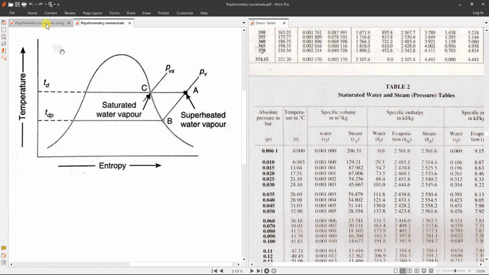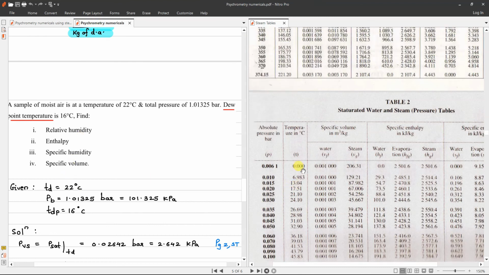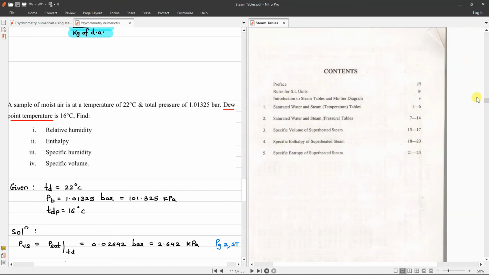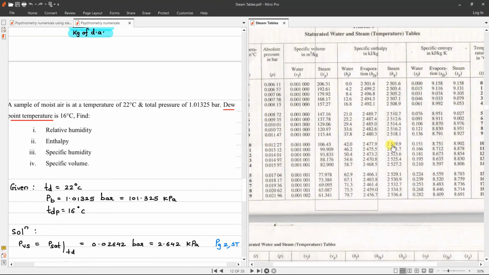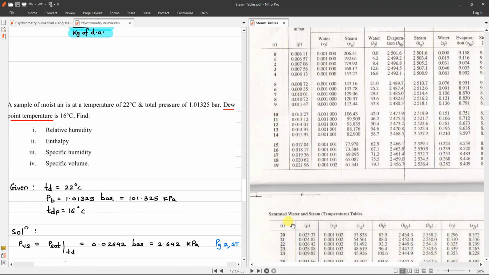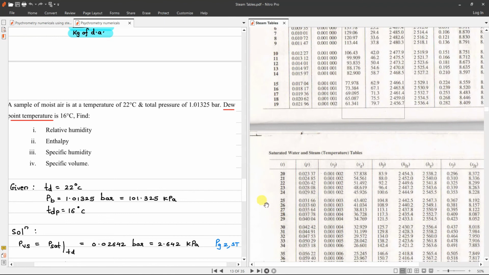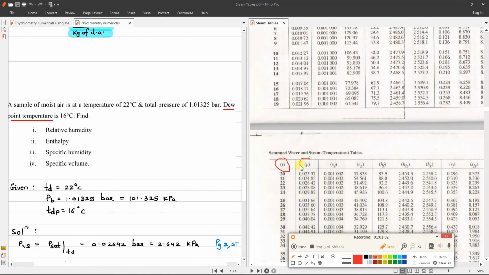So PVS, see the diagram. PVS is Psat at dry bulb temperature. Okay, so what is dry bulb temperature? Go back to the temperature tables. Dry bulb temperature value, it is 22. Okay, so here you can see this is temperature and this is saturation pressure. So Psat at 22 degrees Celsius, that value is 0.02642 bar. Convert it in kilopascal. So this is from page 2 steam table.